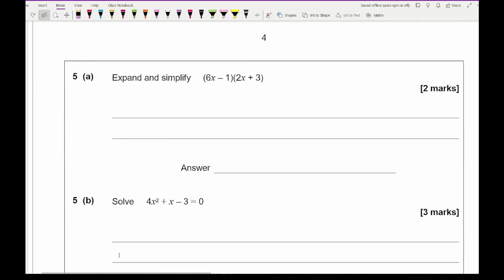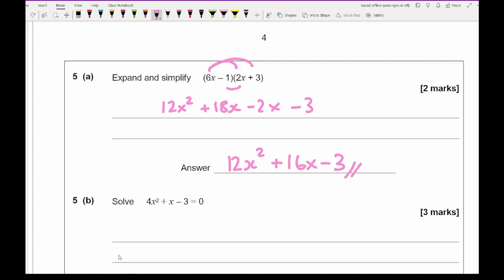Moving on to question 5, it says expand and simplify. And here I've got my double brackets. So again, whether you use a grid or smiley faces, it's entirely up to you, but we get 12x squared plus 18x minus 2x minus 3. And if I neaten all that up, I get 12x squared plus 16x minus 3.